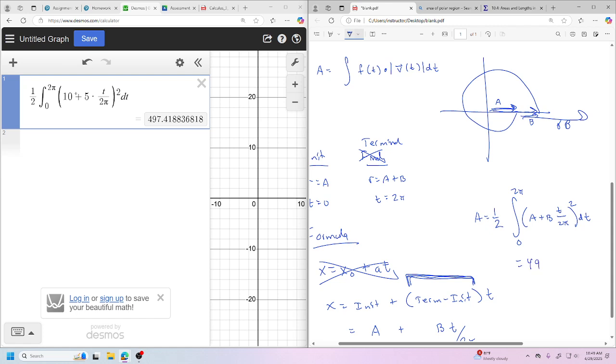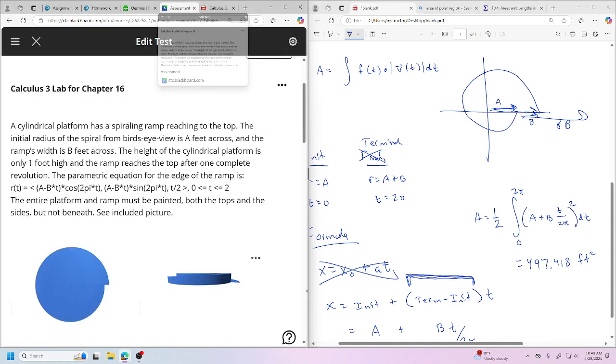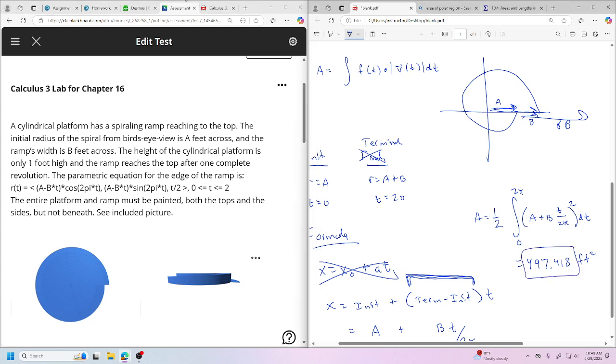So I got 497.418, and I think it's feet squared. I can't remember if it's feet or something else. Feet. Yeah, it's feet. I'm sorry, but we're here in America. Oh, that's funny, but it's gonna happen. So anyways, that's feet squared because again, it's an area, right? So that's how much we have for the top. Good so far? So that's what I would put here in my first one.